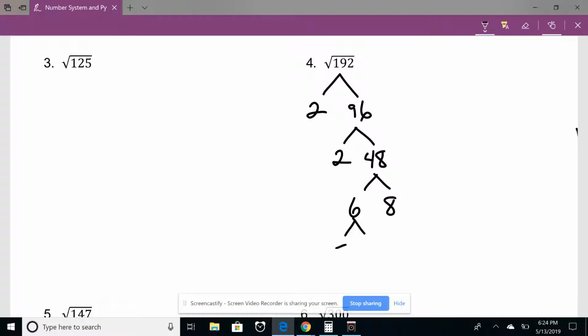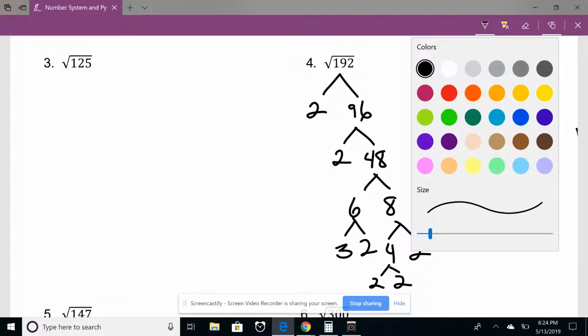6, I can break down to 3 and 2. 8, I can break down to 4 and 2. And then the 4, I can break down to 2 and 2. So I broke down 192 all the way.